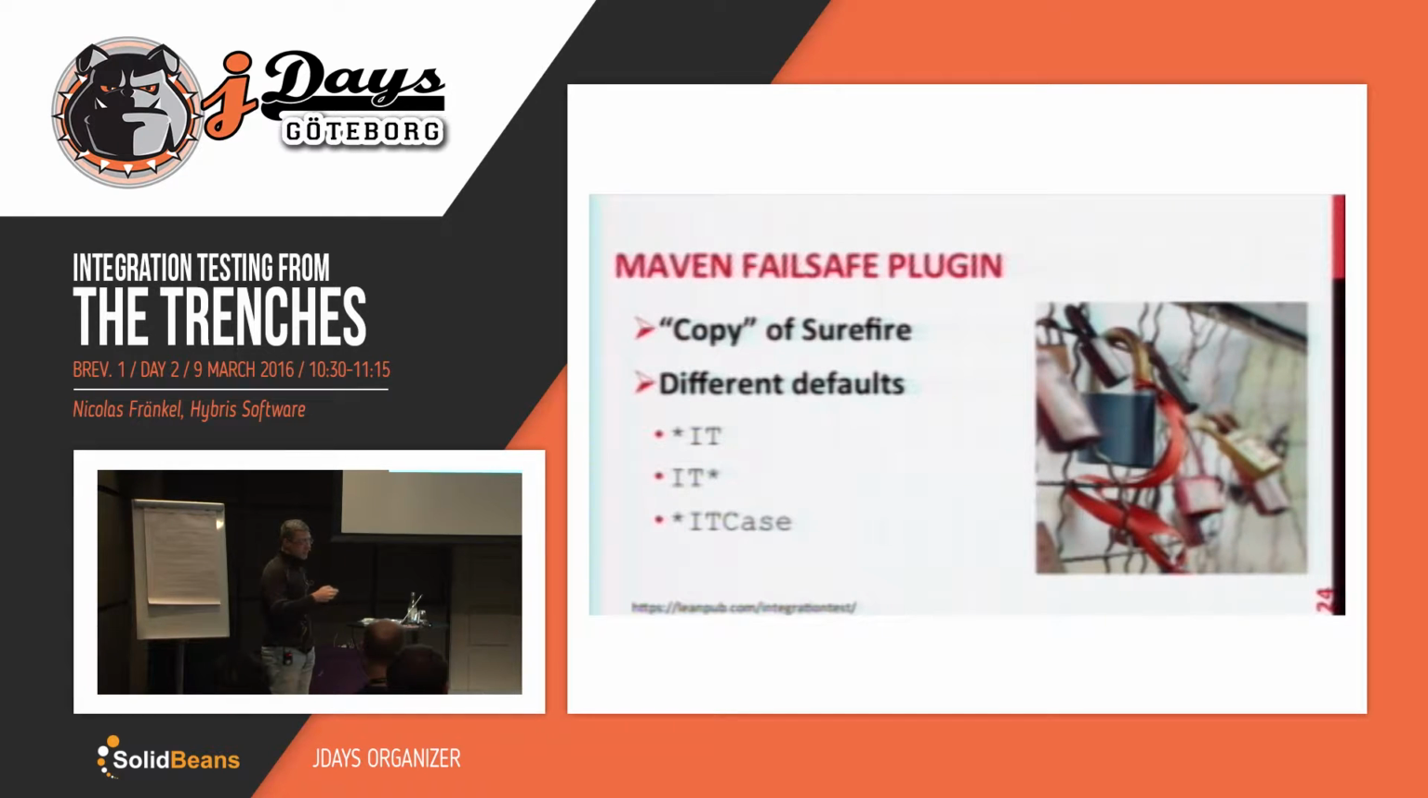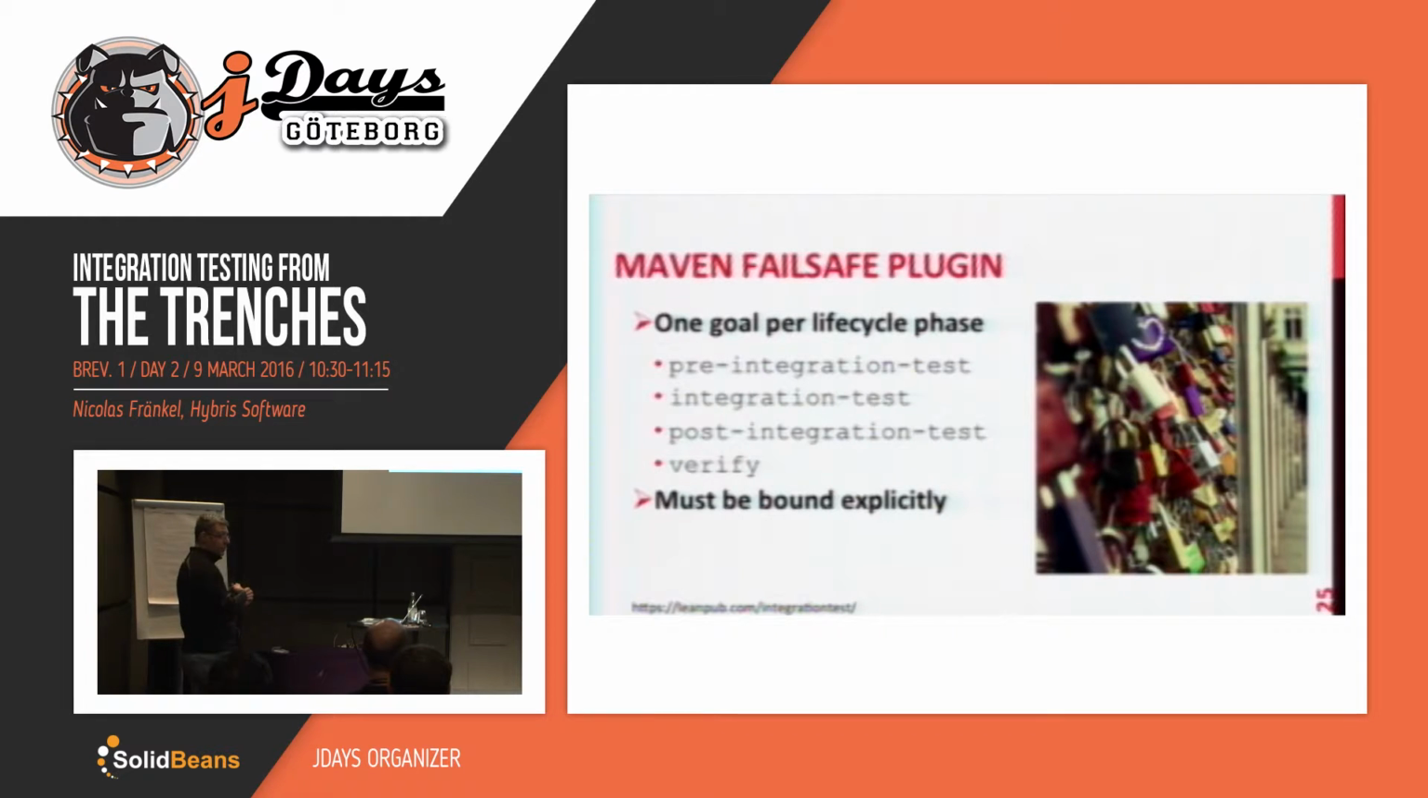Now, you might have noticed that in the previous lifecycle diagram, there were not one, but four phases for integration testing, because you have the pre-integration-test phase, perhaps because you want to, I don't know, start up Tomcat. You have the post one, because probably you want to shut down Tomcat. And you have the integration-test phase itself, and the verify phase. And guess what? We also have the same in the Maven Failsafe plugin. So the binding is very nice. But it's not by default. So you have to bind them explicitly.